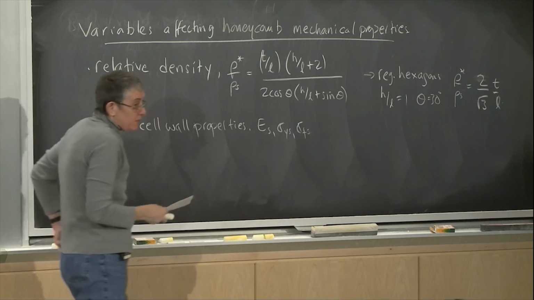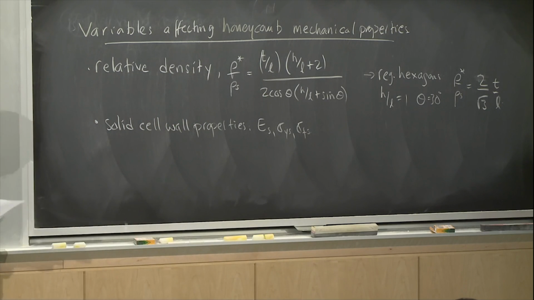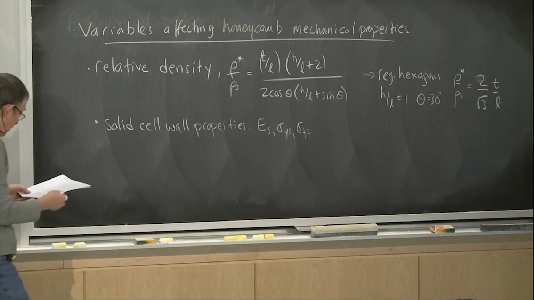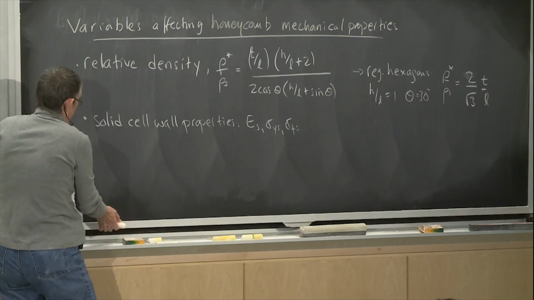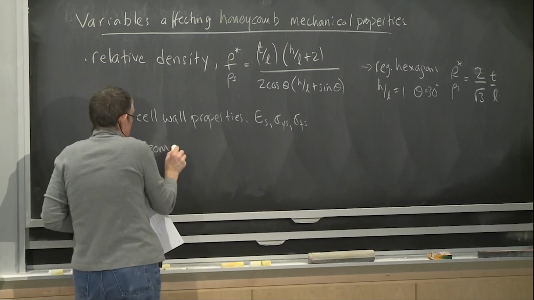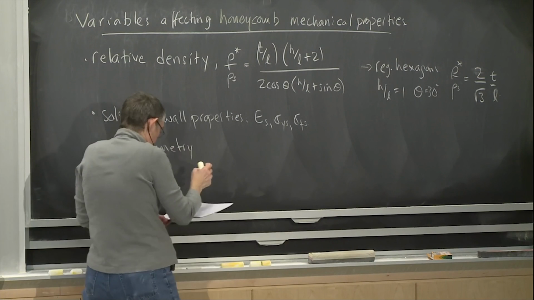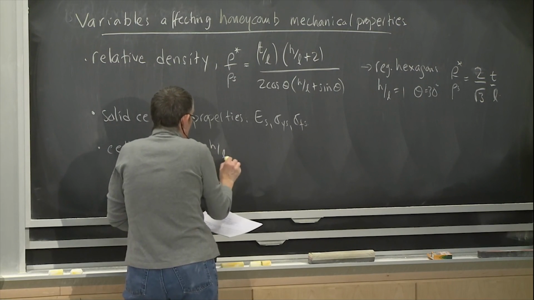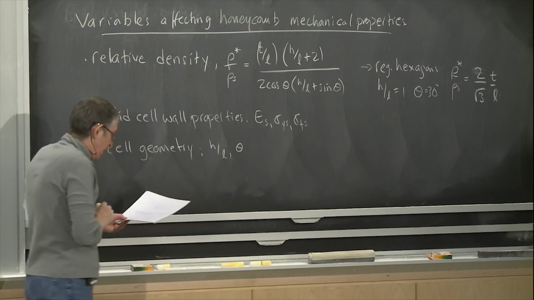So the Young's modulus of the solid, a yield strength if it's a metal, some sort of fracture strength if it's brittle. It also depends on the cell geometry, which we can describe with h over L and theta.